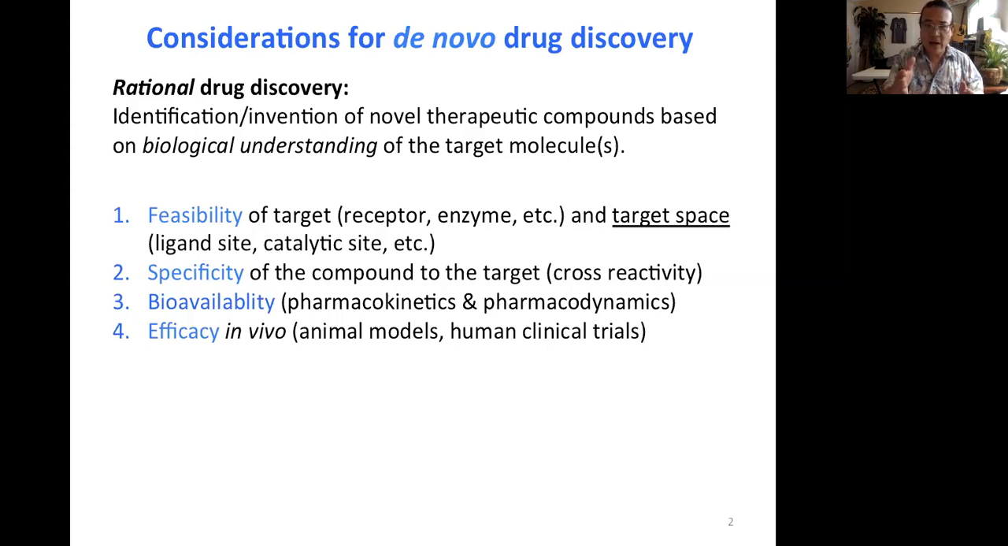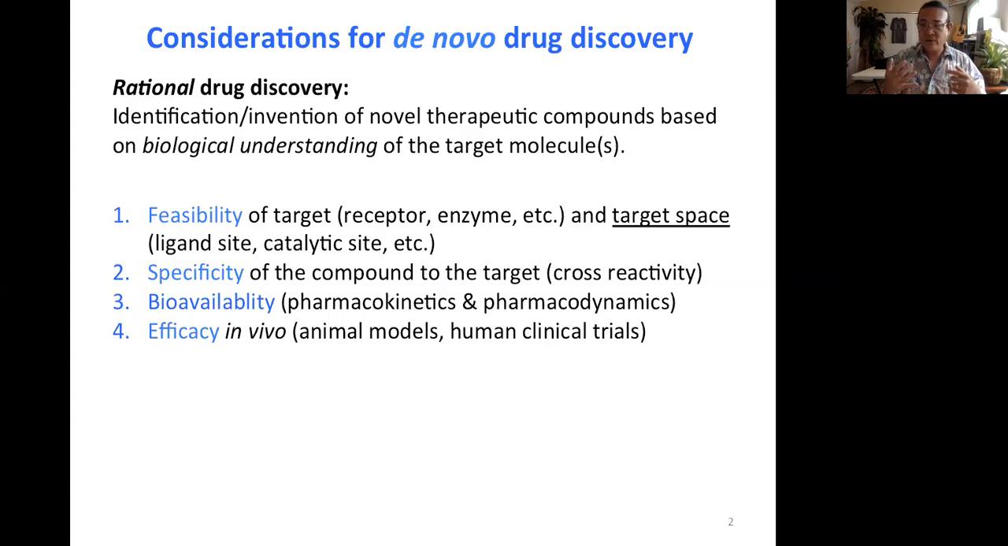So last time we stopped with this slide, and we said that there are a number of different considerations, everything from, number one, feasibility of the target, meaning you have to be able to identify what it is you're trying to target. Is this a receptor? Is this an enzyme? And then even if you've identified, yes, that is a critical protein in a particular pathway, you have to ask yourself, well, what on this protein am I trying to target? Is it a ligand binding site? Is it a catalytic site of an enzyme, etc.?